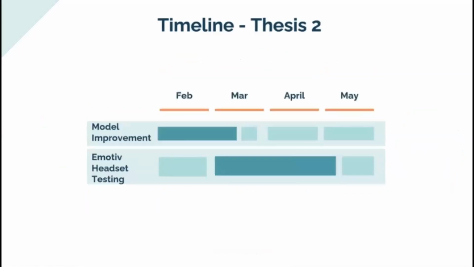As for Thesis 2, we'll be mainly working on improving the model, and we expect that to be done by mid-March. We're also waiting for the new headset to arrive so that we can start using it to collect data and add the data to the training dataset. Then we can start testing our model with the signals obtained from the headset. We expect to finish the testing by the beginning of May.